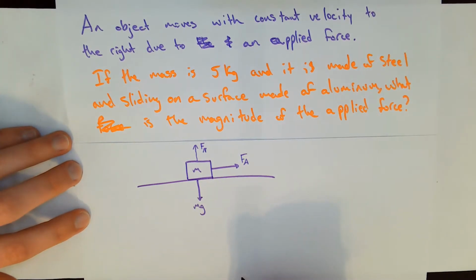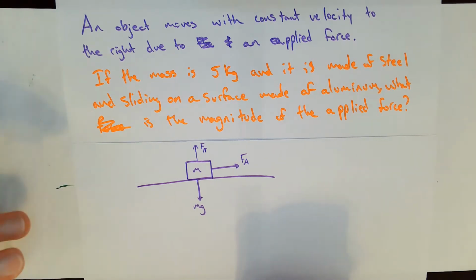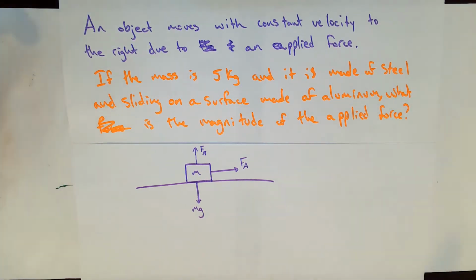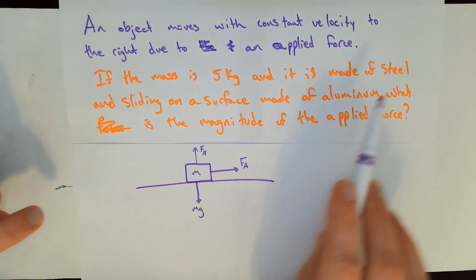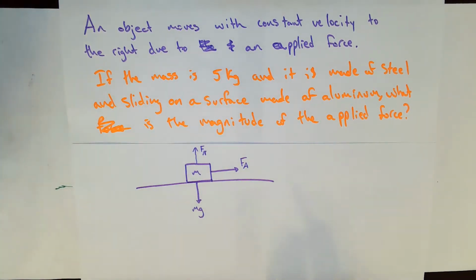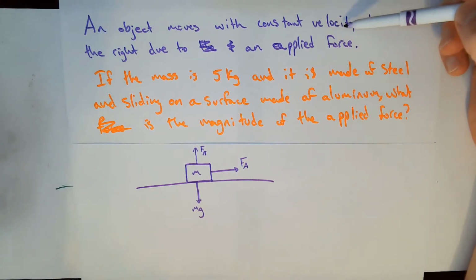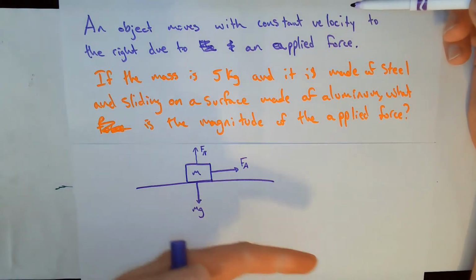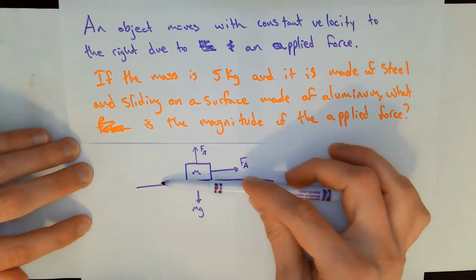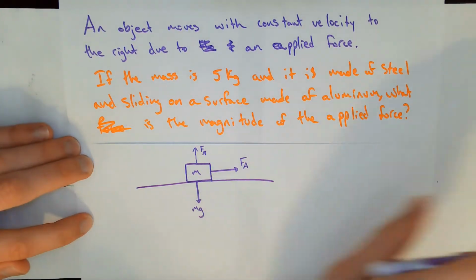What else is happening here? It's implied that there is friction, especially when I bring up the type of material involved. It's heavily implied here that there is friction. In fact, there has to be friction. Why do I know that? Because if this thing is moving with constant velocity, but there's a force being applied, that means there has to be another force keeping it from accelerating that way.